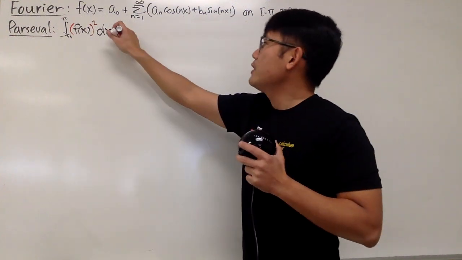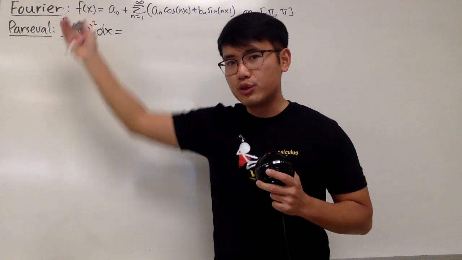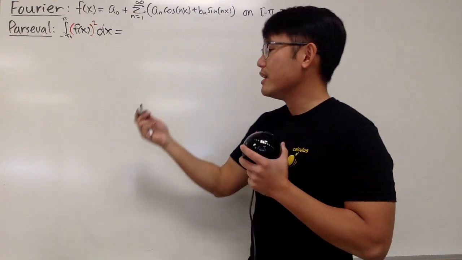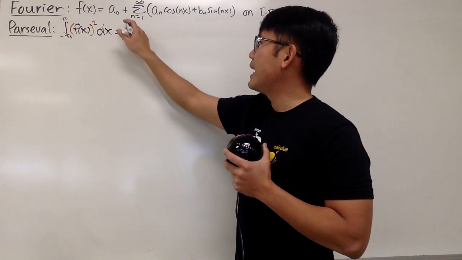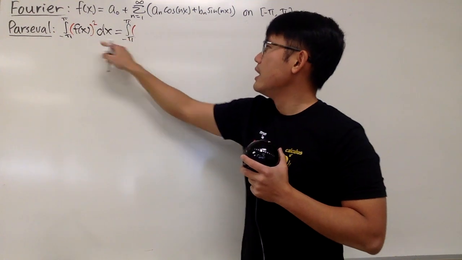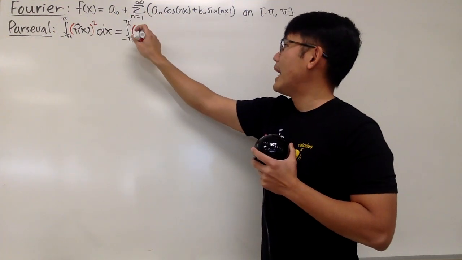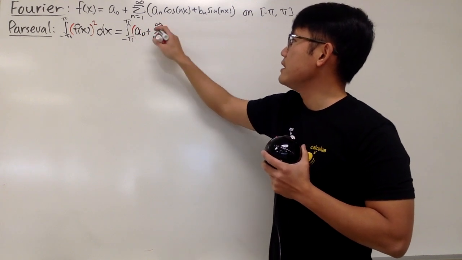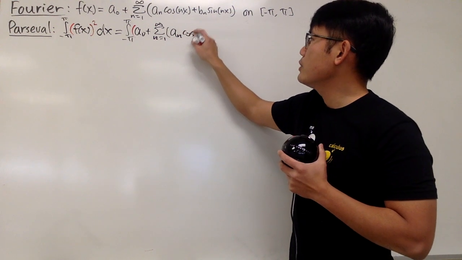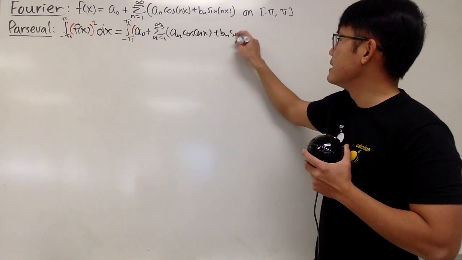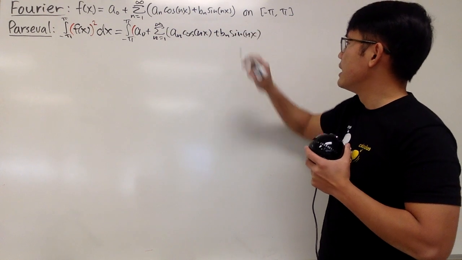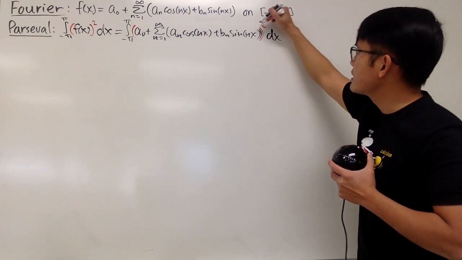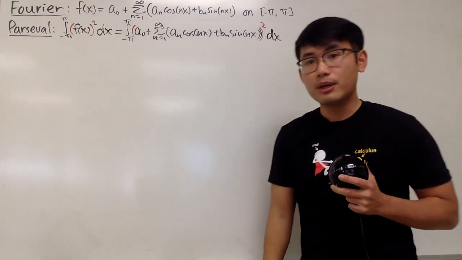Here we go. First of all, of course, we have to assume that this series does converge to the function on this interval. And when we have that, we can just put this in for the function. So we have the integral from negative pi to pi of parentheses, f of x is just all that. So we will have a0 plus the sum as n goes from 1 to infinity of an cosine nx plus bn sine of nx. And then don't forget we square that, and of course we still have the dx. So that's pretty much the idea.